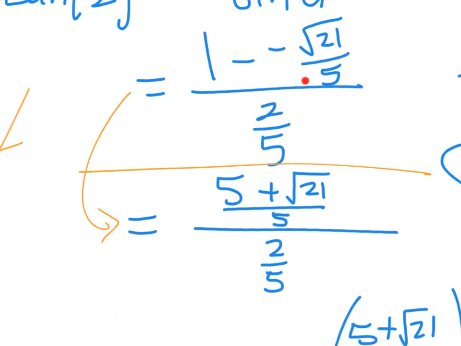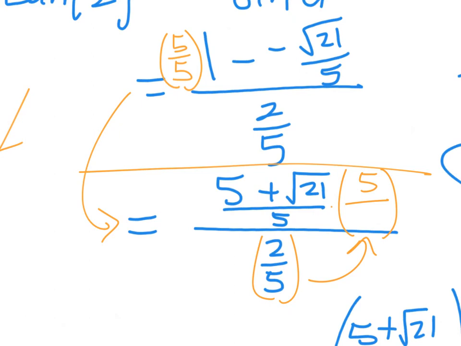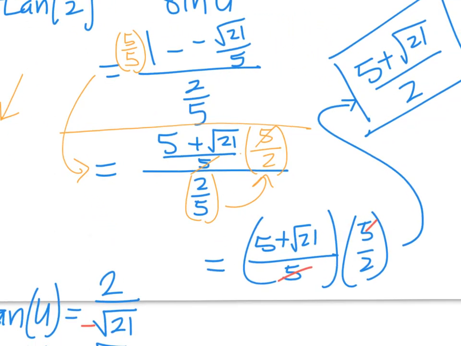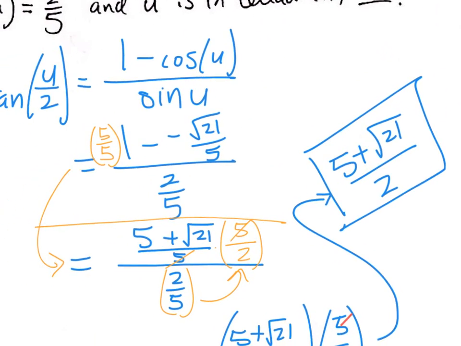How do we do that? Common denominator of 5, so the 1 turns into 5/5, which is where we get 5 plus square root 21 over 5, and then down here we have this 2/5, and so again, dividing by a fraction is the same as multiplying by the reciprocal, and the 5's cancel, giving us, I wrote that out here, giving us this. And let's see. Well, yeah, that's good.